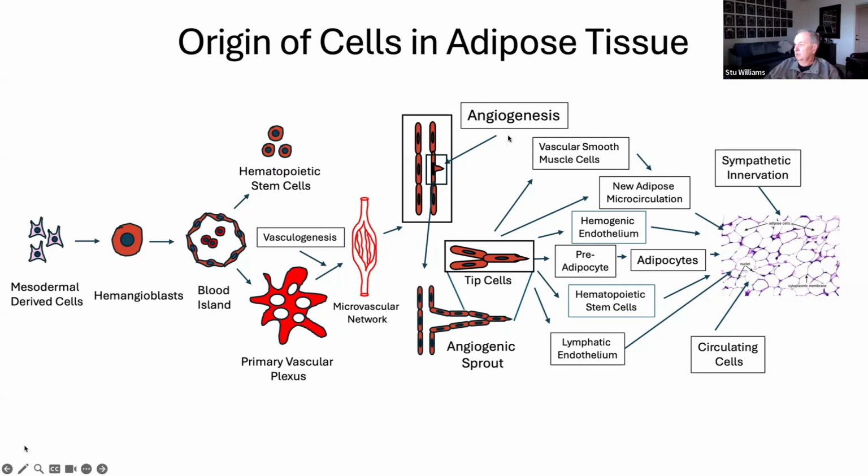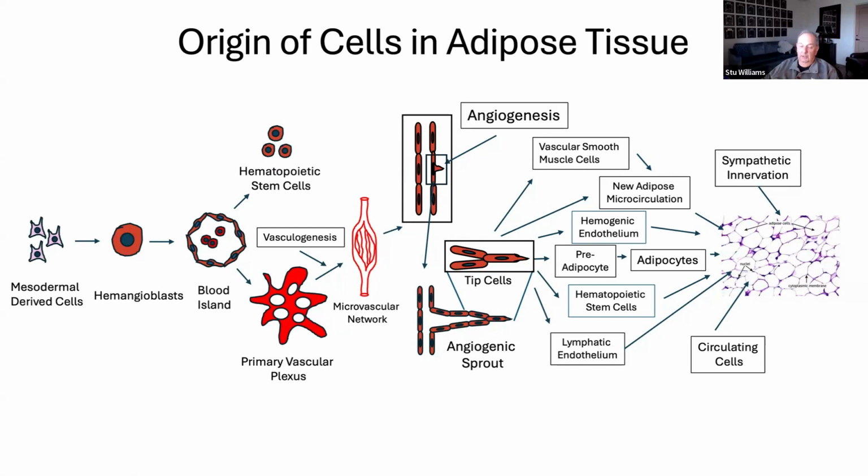And then critical to the discussion today, as new blood vessels are formed, there are tip cells which basically migrate through the connective tissue. And the cells behind the tip cells that are undergoing maturation are the source of cells. They're endothelial cells that form vascular smooth muscle, the new circulation, endothelial cells to form the adipose microcirculation, and hemogenic endothelium. These are the endothelium that can directly differentiate into hematopoietic cells, hematopoietic stem cells, pre-adipocytes, lymphatic endothelium. The only cells that are not coming from these endothelial cells are the sympathetic nerve cells, the sympathetic innervation, and then there are circulating cells that will diapedese into the fat over time. They will increase or decrease the total number of cells.